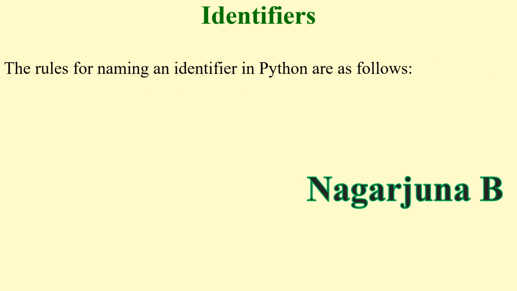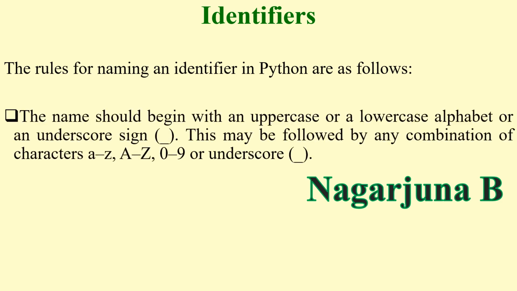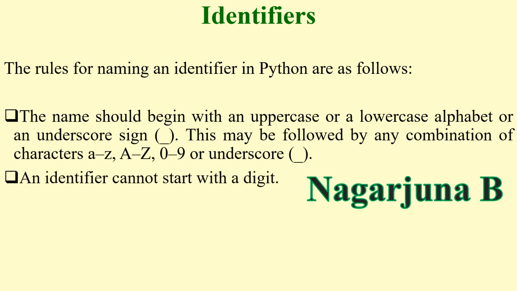The rules for naming an identifier in the Python programming language are as follows. The first one is the name should begin with an alphabet. It can be either uppercase or lowercase, or it can have an underscore sign. This may be followed by any combination of characters, either uppercase or lowercase A to Z, or a digit 0 to 9, or an underscore sign. Next, an identifier cannot start with a digit.